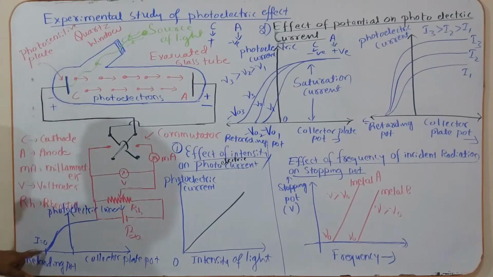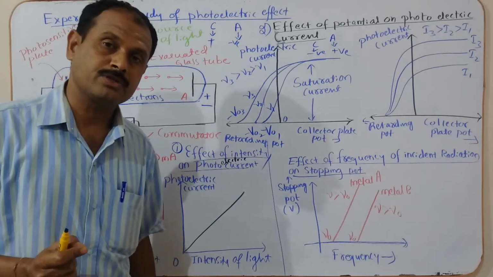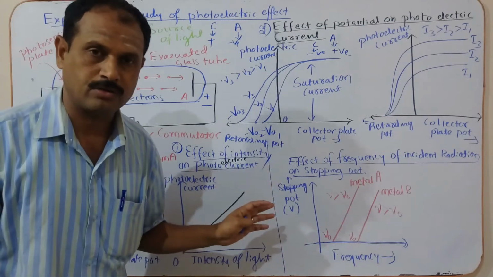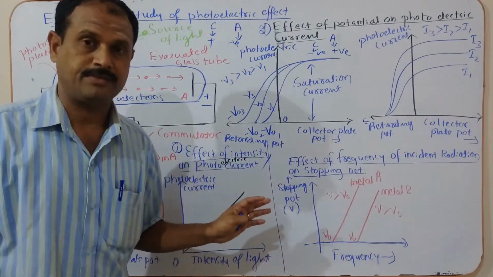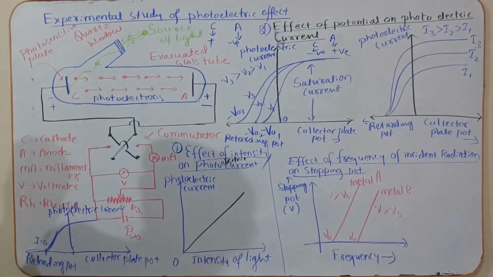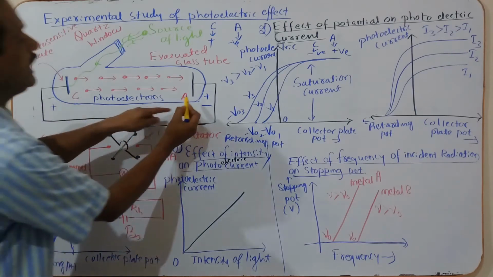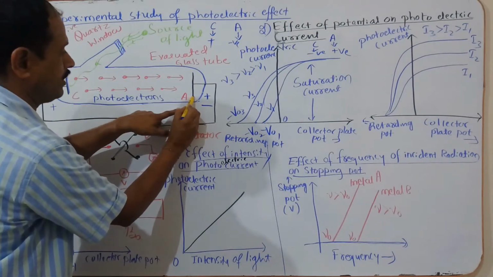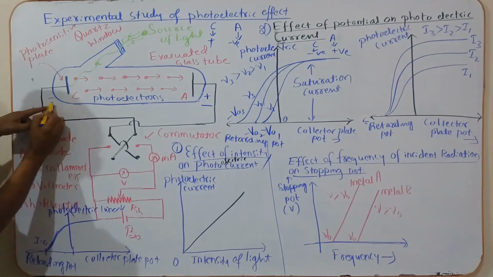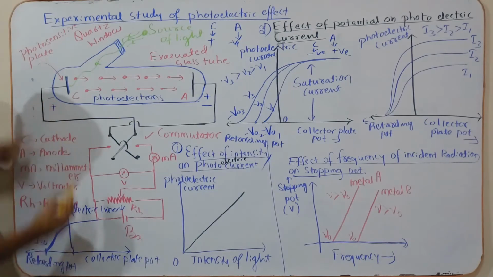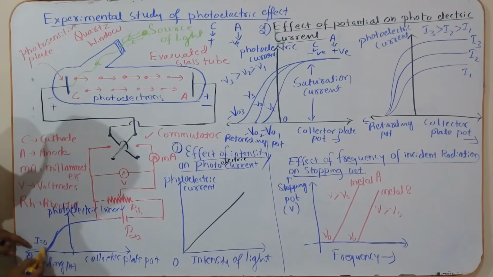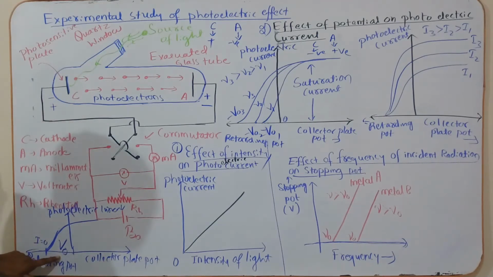Photoelectric current becomes 0. What is the meaning of photoelectric current becomes 0? There is no emission of photoelectrons. There is no photoelectric effect. Now see here, the minimum negative potential applied to the anode with respect to the cathode to stop the emission of photoelectrons is called stopping potential, V0. This is called stopping potential. This is not stopping potential.